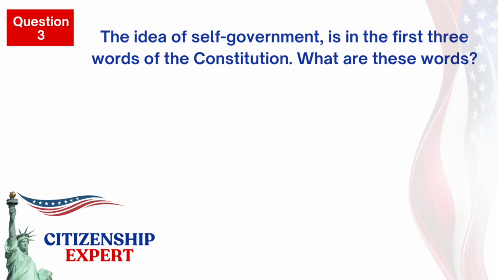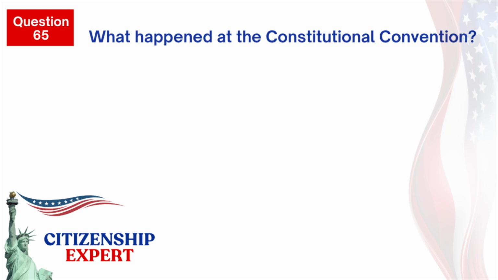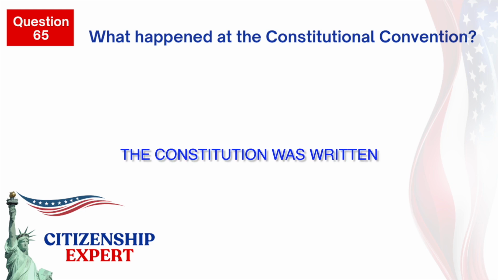The idea of self-government is in the first 3 words of the Constitution. What are these words? We the people. What is the political party of the president now? Republican. What happened at the Constitutional Convention? The Constitution was written.